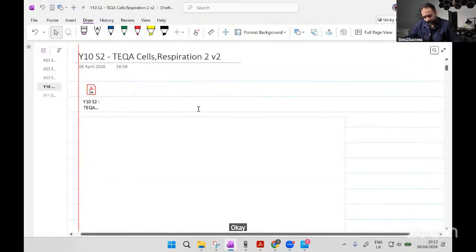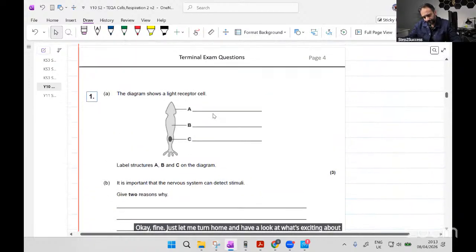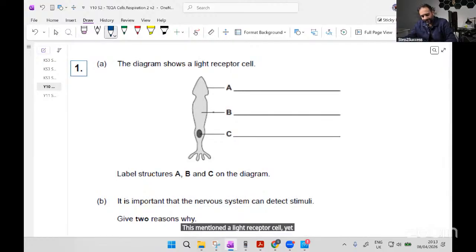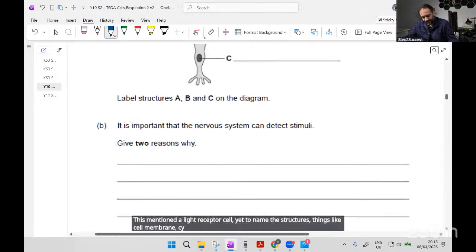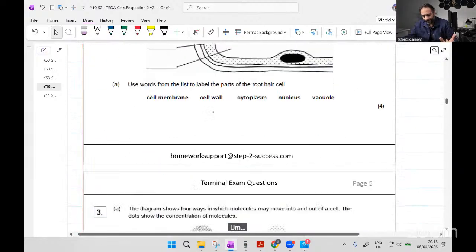Okay, fine. Just in the year 10 homework, let's have a look at what was exciting about it. This mentioned a light receptor cell. You had to name the structures, things like cell membrane, cytoplasm, nucleus. Then same sort of stuff again, labeling some cells.